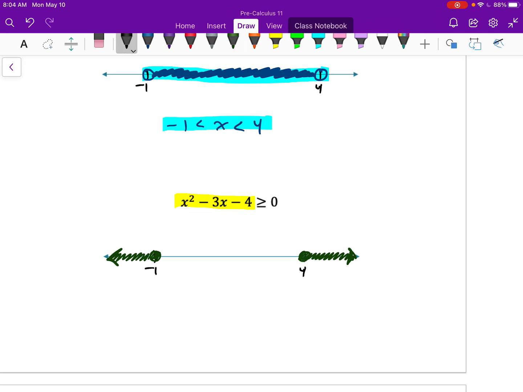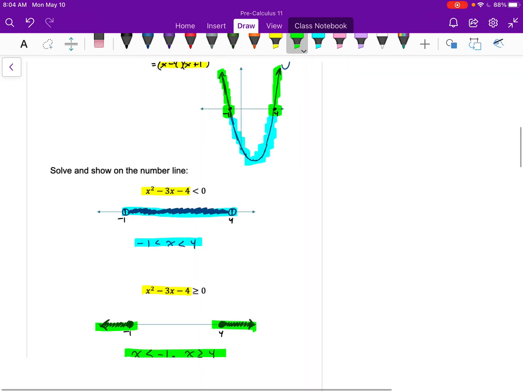How does it look algebraically? I can say, again, I have to write two intervals where x is less than or equal to -1, comma, x is greater than or equal to 4. And again, what you see here is equivalent to this, which I got from my answer up there.